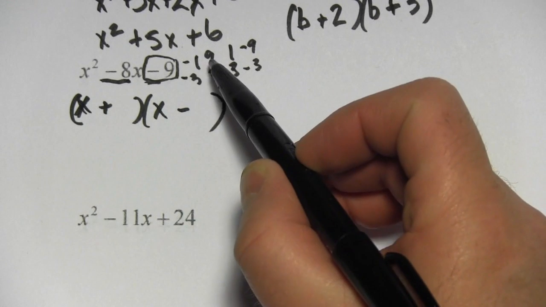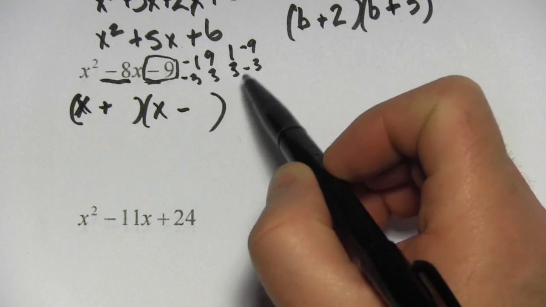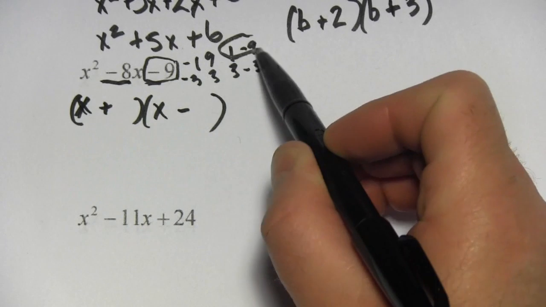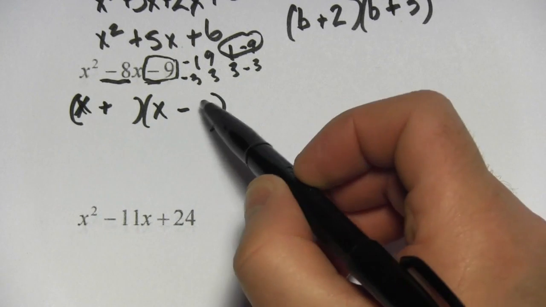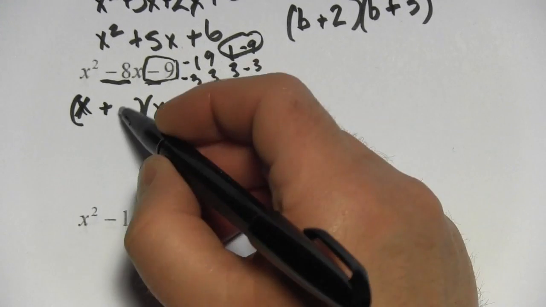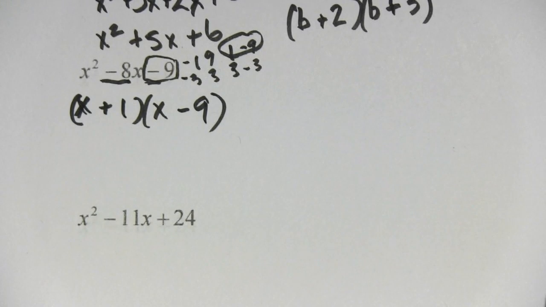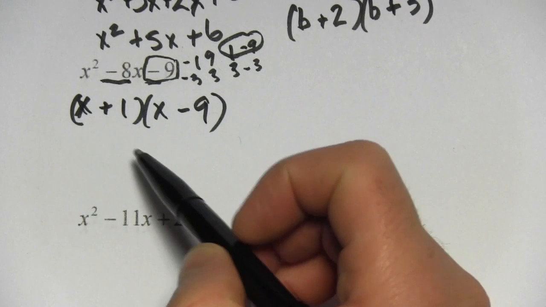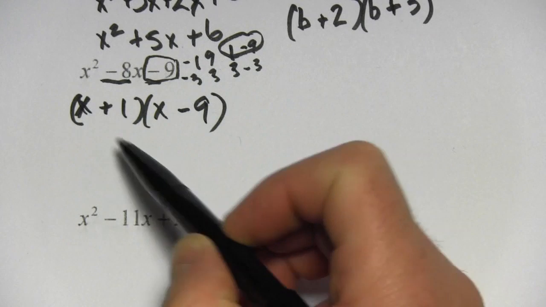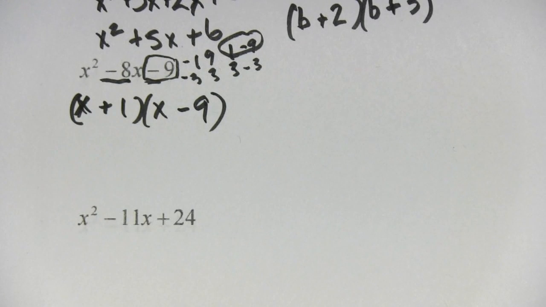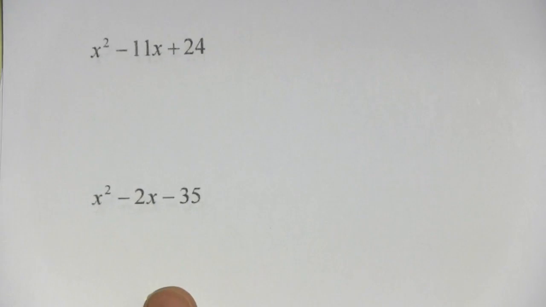Let's see, negative 1 and 9, that adds up to a positive 8. 1 and negative 9, aha, that adds up to a negative 8. So I can put my 9 here and 1 here. If you want to test whether this is really the right answer, just FOIL this out, and you should end up with that trinomial. All right, let's try a couple more.